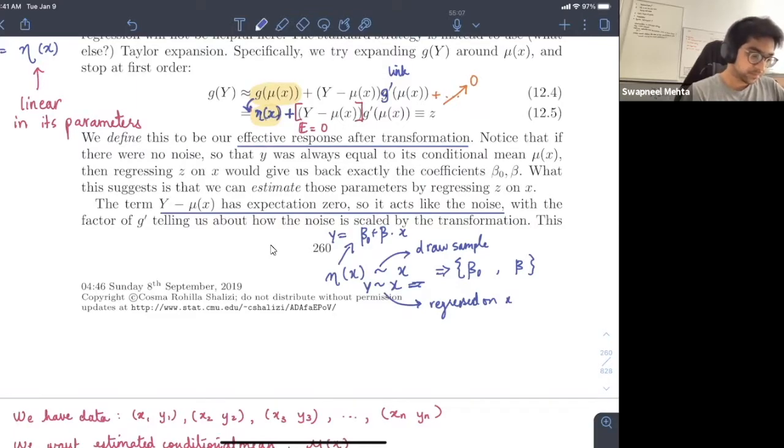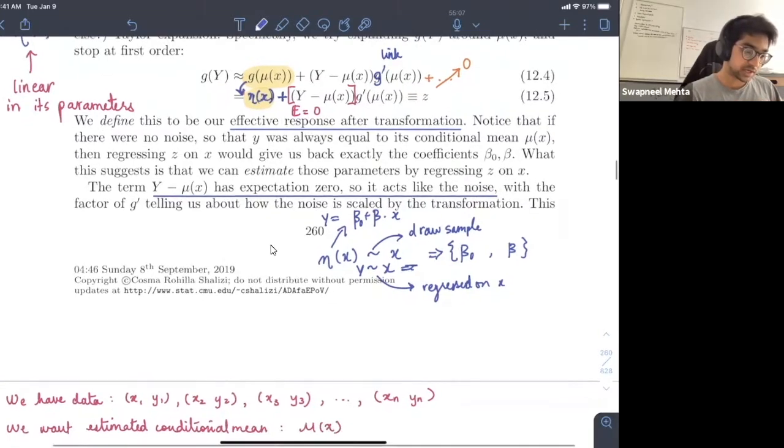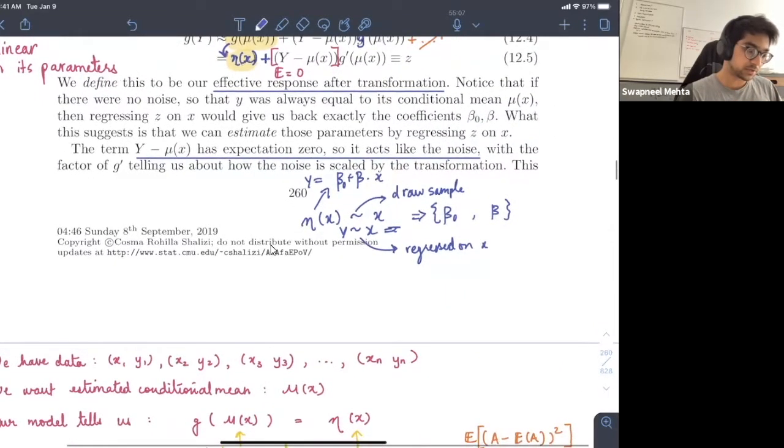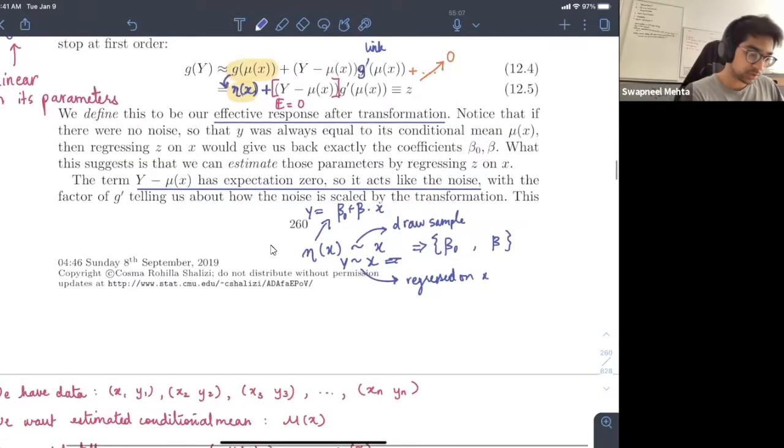Anyway, that is what we're saying here: if we could just regress this term, we could get those parameters. And because we're building an estimator, sure, we can do that to get those parameter estimates. But this is all because this expectation zero term leads to unbiased estimates.